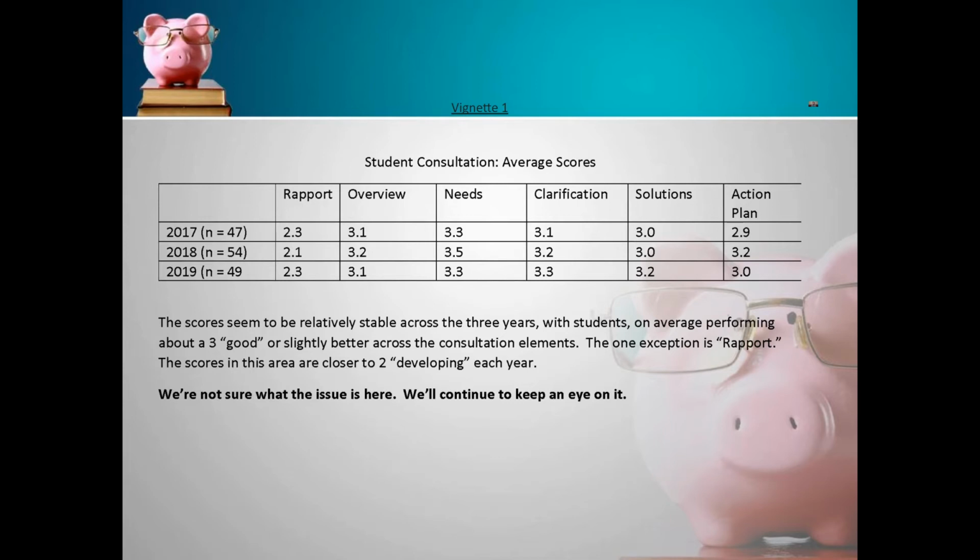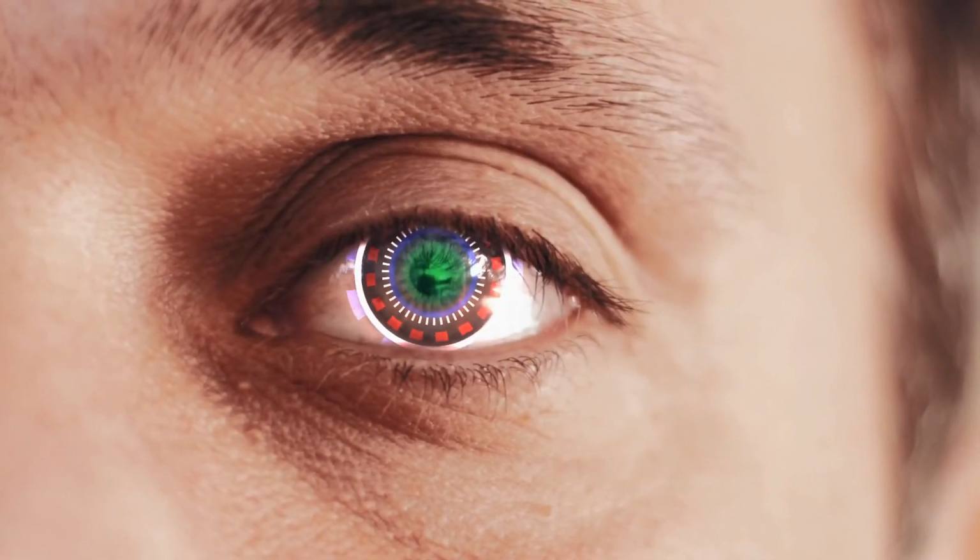Let's move on to the first vignette. The table and the text that you see that is not bolded are going to remain the same through each of the 4 different vignettes. What changes is the wording below that's in bold. So in this case, when the program is looking at those assessment results, they say, we're not sure what the issue is here. We'll continue to keep an eye on it.